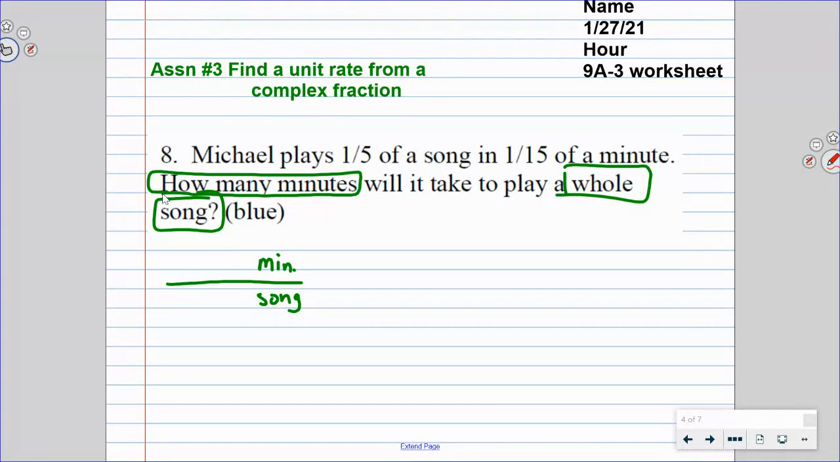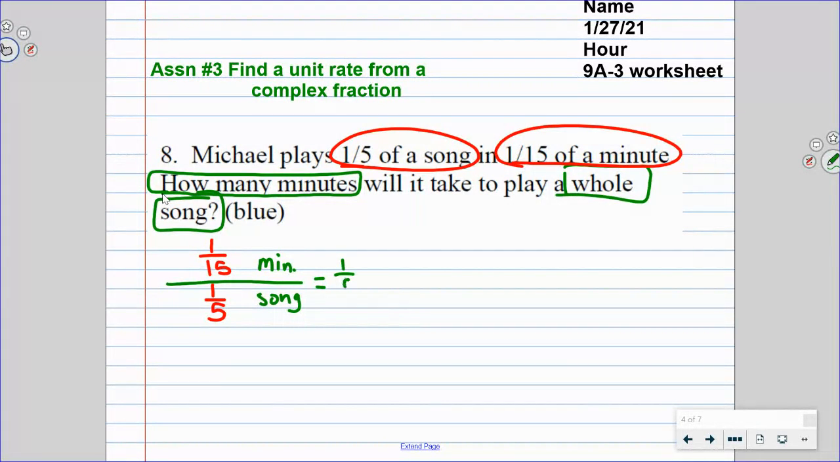Now, that's important that we set up the units first. 1/5 of a song, 1/15th of a minute, so that we remember to put the right numbers in the right place. Notice this is a fifth of a song in 1/15th of a minute. Now we go ahead and we can rewrite it. 1/15th divided into 1/5, which is the same as multiplying by the multiplicative inverse. Mr. Callan prefers reducing early, 5 divided by 5 and 15 divided by 5. And 1/3.